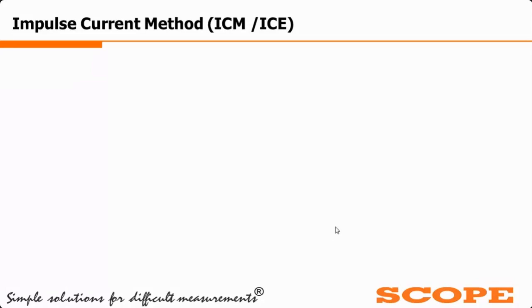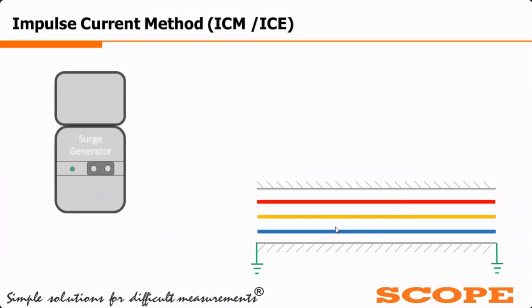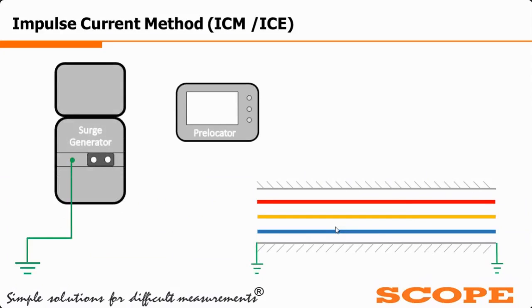But the impulse current method is very useful for longer cables. So we will now see how to carry out this impulse current method. Let us consider a cable which is grounded from both ends, and the surge generator is connected between the faulty core and armor. The prelocator is connected to this cable setup through this current coupler.